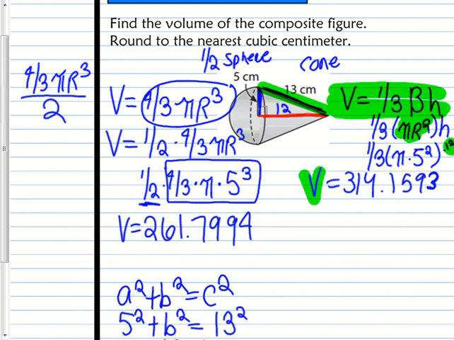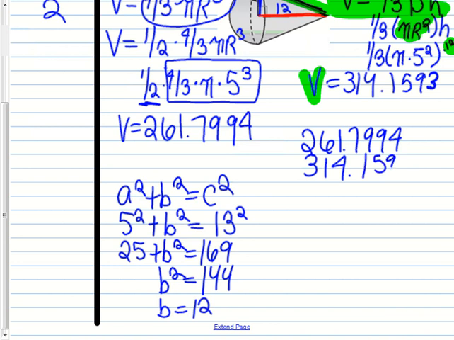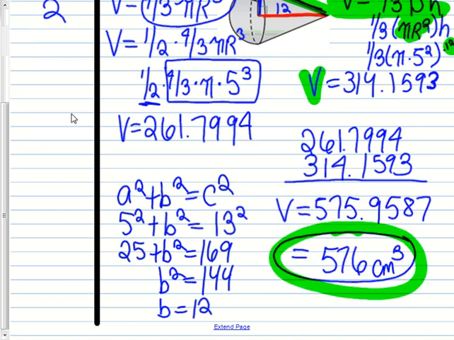Okay, so that's the volume of the cone. So now what are you going to do with those? Well, you're going to take them and add them together. So the volume of the sphere was 261.7994, and the volume of the cone was 314.1593. You're going to add them together, please, and write your answer. And when you add those two together, you get 575.9587. Rounded to the nearest cubic centimeter, which means the nice whole number, you get 576 cubic centimeters.